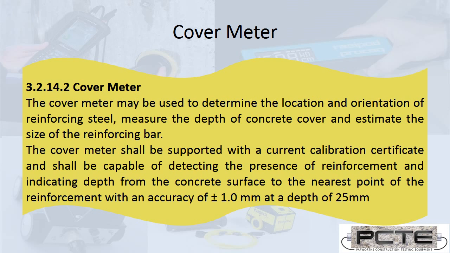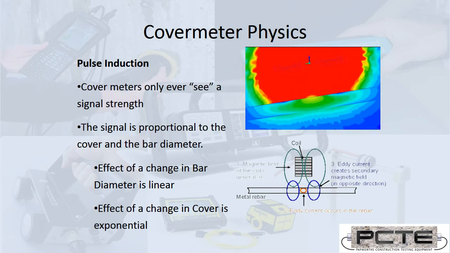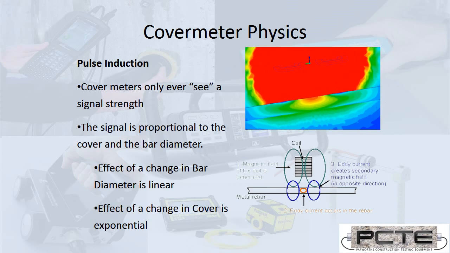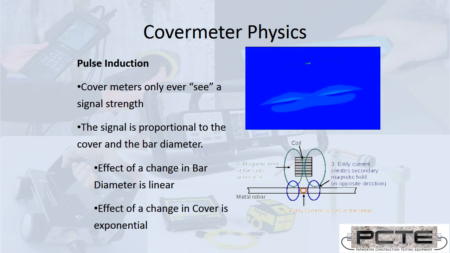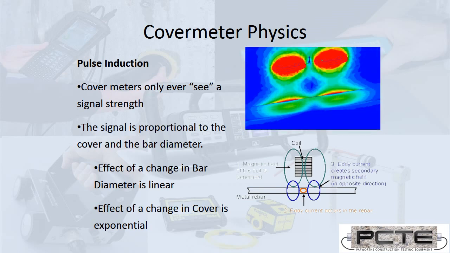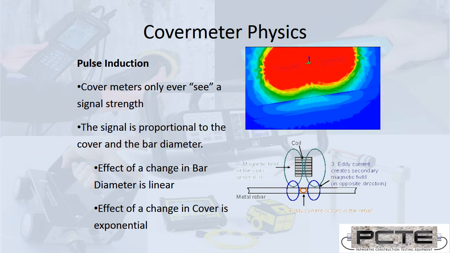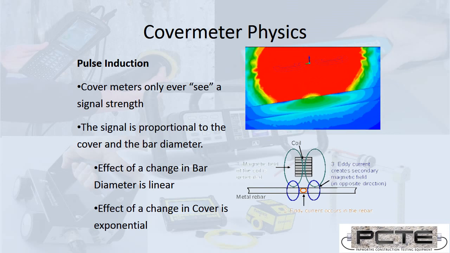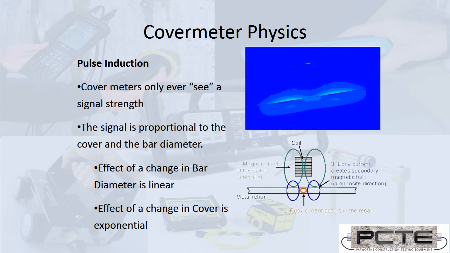And they also call out specifically the use of a cover meter, indicating it can be used to measure the depth of concrete cover, estimate the size of the reinforcing bars, and determine the location and orientation of the steel. They also give a criteria for performance of 1 millimeter at a cover depth of 25 millimeters, so that's 1 millimeter's uncertainty. The way that cover meters work is they're a magnetic pulse induction tool. All the information the cover meter has is how much magnetic signal is coming from reinforcing bars. To make use of that information, a bar diameter is entered into the system. This is one of the key criteria of a cover meter. And they're going to convert the information of signal strength plus bar diameter to a depth into the concrete.